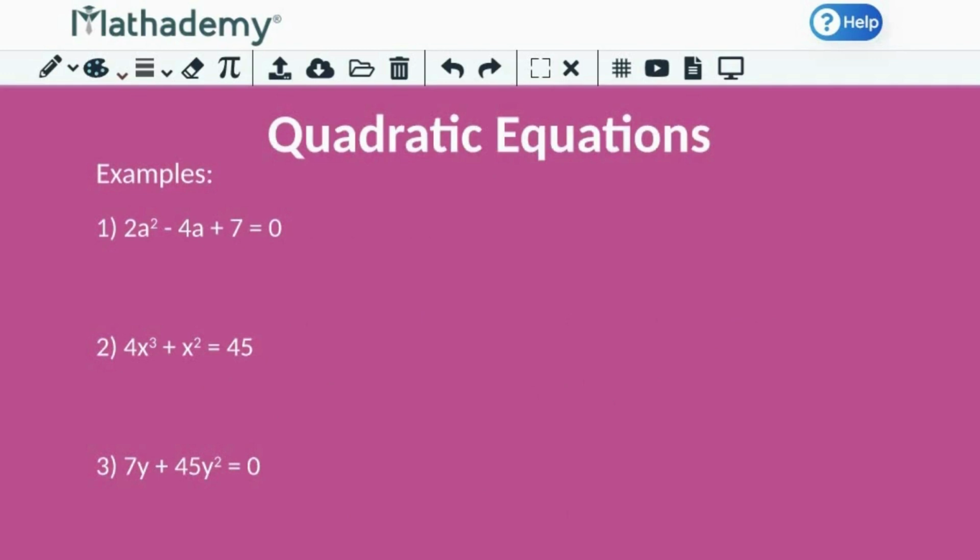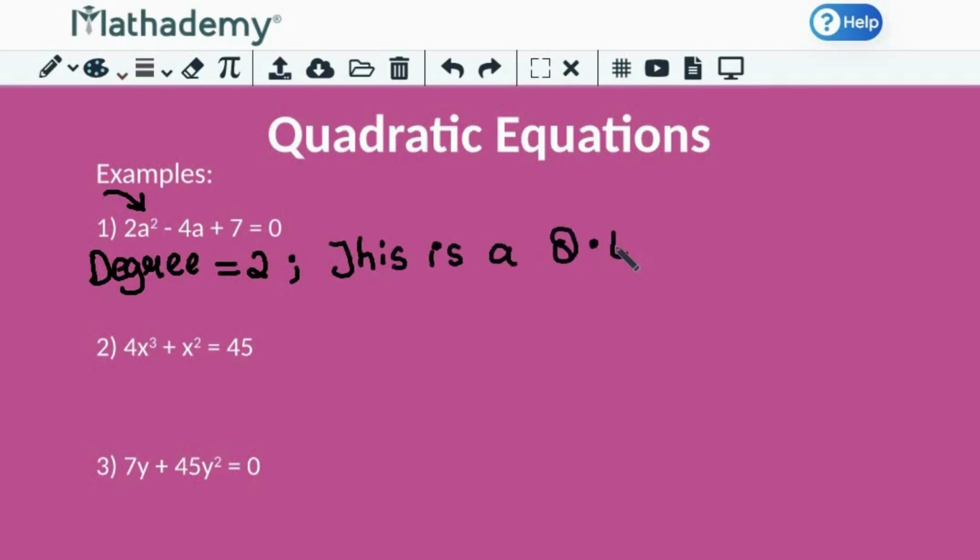In the first example, that is 2a² - 4a + 7 = 0, the highest power of the variable a is 2. Therefore, the degree of this equation becomes equal to 2. And we know such an equation having degree 2 is called a quadratic equation. Now, I want you to pause this video for a moment and try attempting the second question.